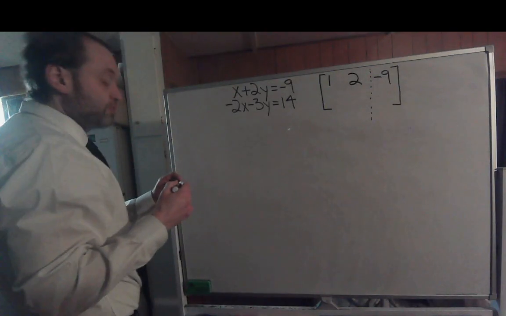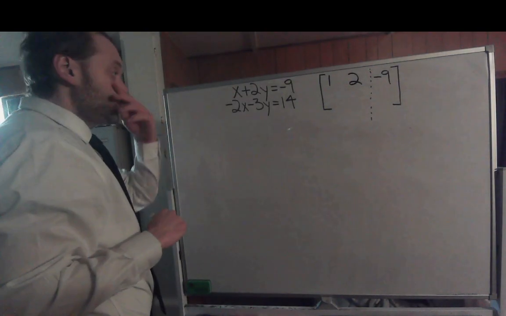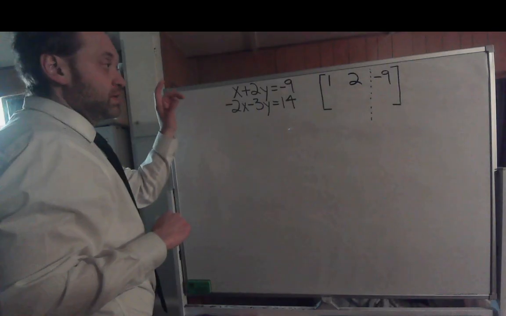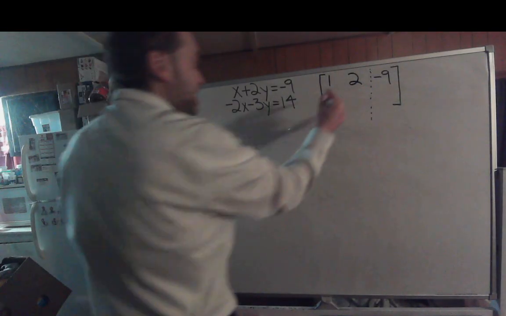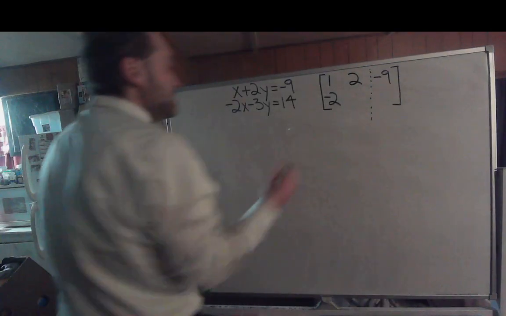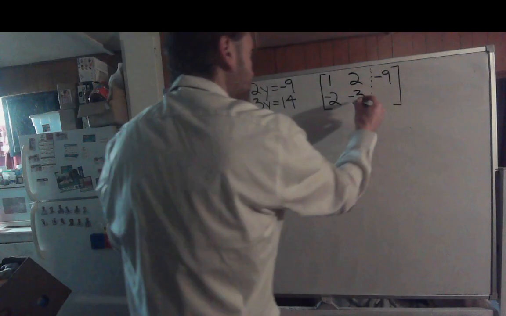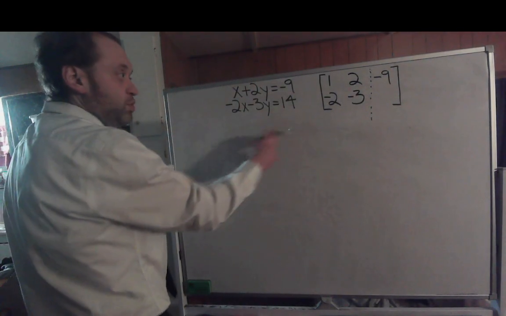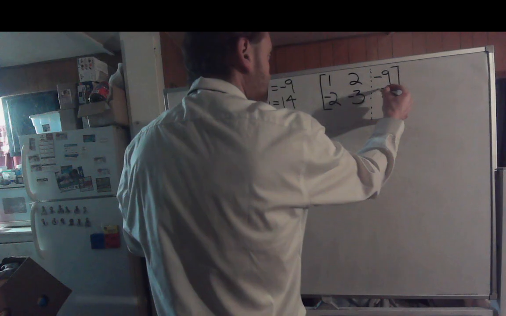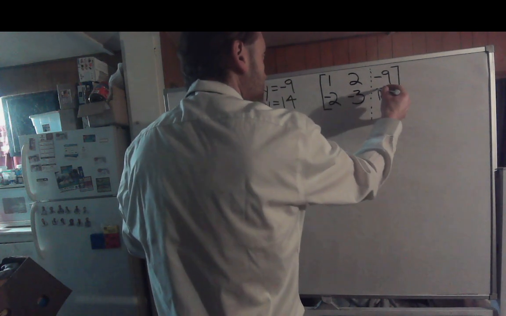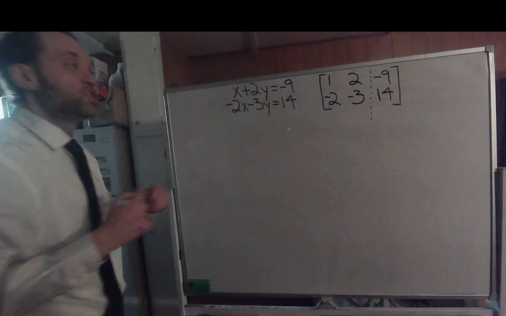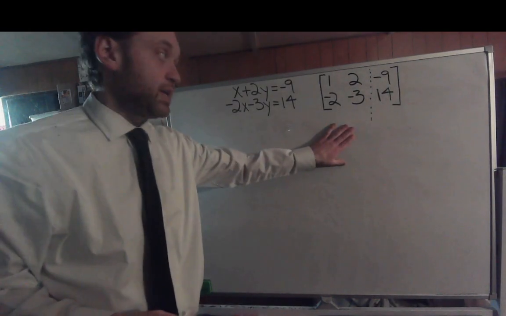Now for your second row, go ahead, take the coefficient of the x variable, which would be -2. Take the coefficient of your y variable, which would be -3. And then take what that equation's equal to, put it on the right side, which would be 14. Alright, so now we have our 2x2 augmented matrix.